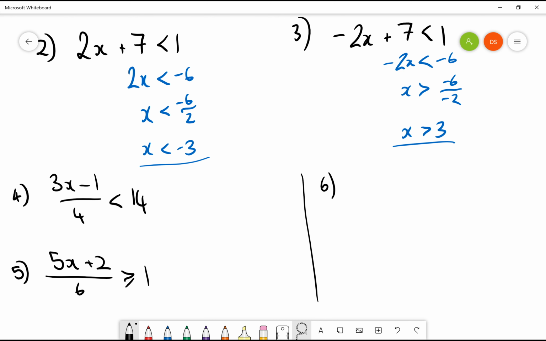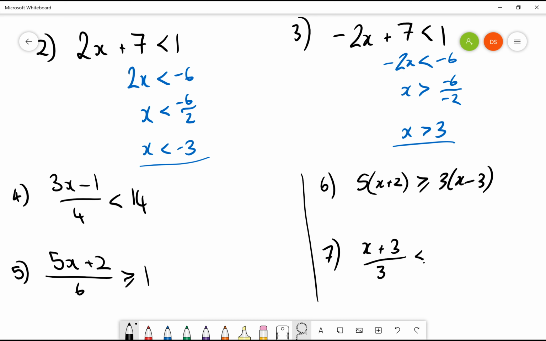Question 6 is 5x plus 2 is greater than or equal to 3x minus 3. Okay, and then the last one for now is going to be x plus 3 over 3 is less than or equal to x minus 7 over 2. Okay, see what kind of answers you get.